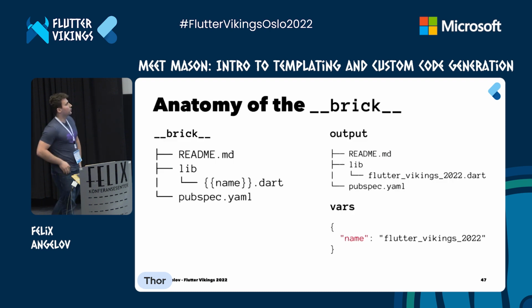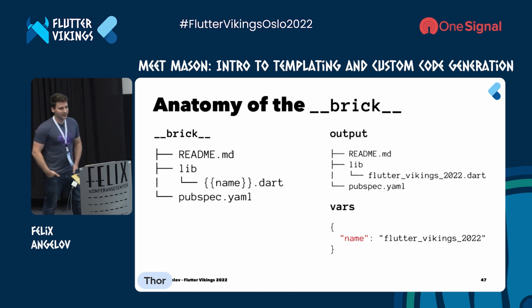And that's really all there is to the brick.yaml. The __brick__ folder, like I mentioned, is just any files and any directories, and those will get mirrored when you run mason make. Those things can have Mustache in them. So the file names can be templated, and the contents of the files can be templated. In this case, we have a README, a lib folder with a file named {{name}}.dart, and then a pubspec.yaml. If we were to run mason make and pass the variable name as FlutterVikings 2022, we would see on the right-hand side the exact same structure, except rather than the Mustache syntax, we now have FlutterVikings2022.dart.